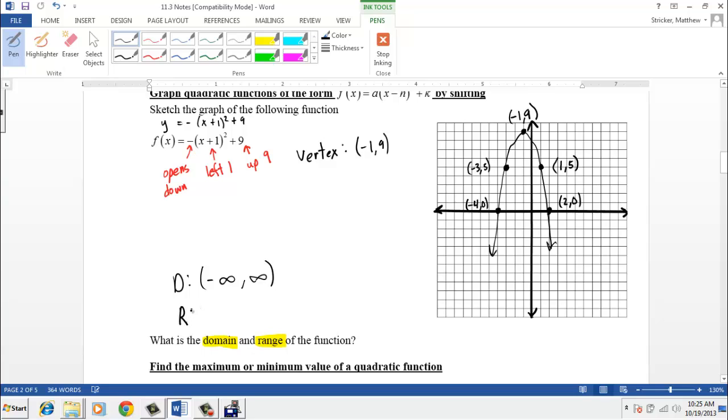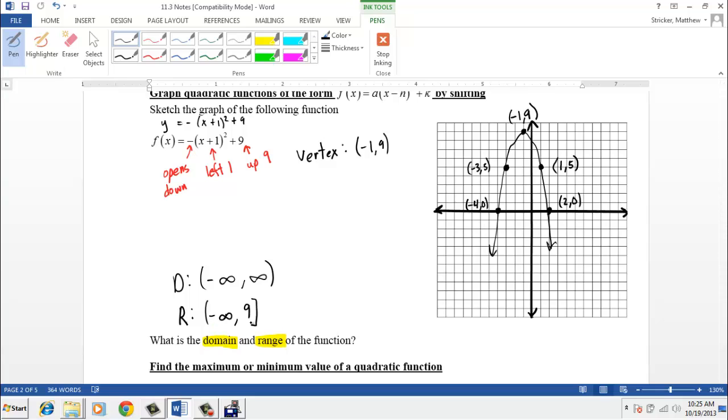What about the range, though? Is there a restriction on the range? Does it cover all the y values? Well, we've been talking about vertex here, and notice here it has a highest value. There's not any values that go higher than positive 9. Now, it does keep going down all the way to negative infinity, so the range here is going to be everything from negative infinity up to positive 9, and we're going to put a bracket here because we include positive 9.